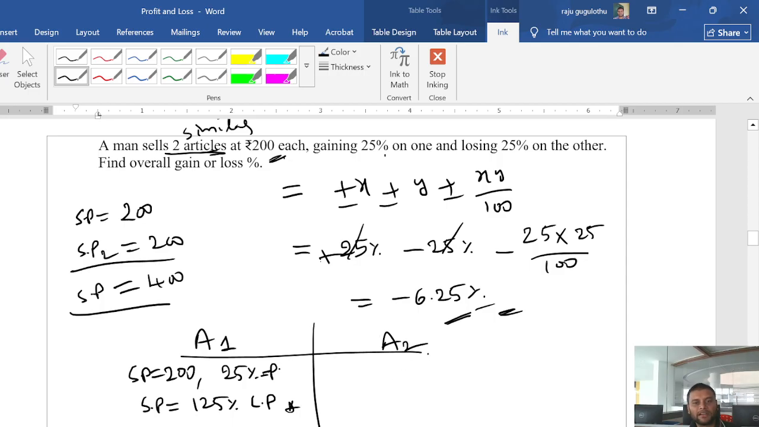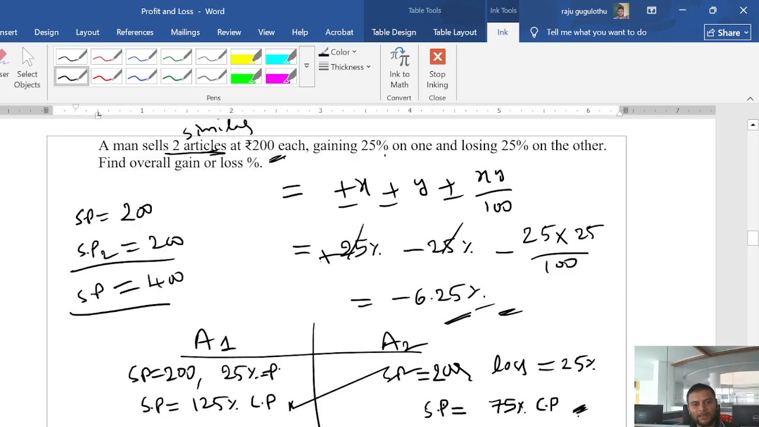Coming to the second article, the selling price is given as 200 and the loss is given as 25 percentage. So the selling price of the second article is equal to 75 percentage of the cost price, because we are observing a 25% loss here. So we can find the cost price from this expression also.